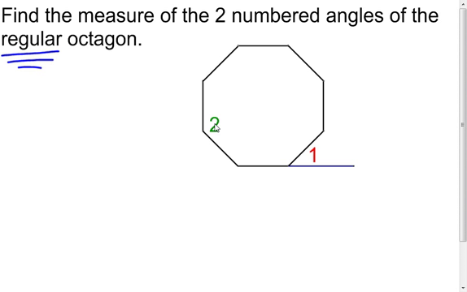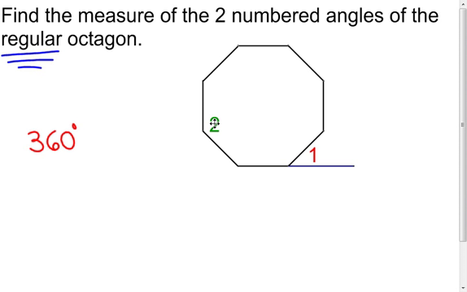Now notice the problem tells us that this is a regular octagon. So we have to think back to what it means to be regular. Well, it means that all the sides are congruent and all the angles are congruent in the octagon in this case. What I like to do is start with the measure of angle 1. The reason I want to do that is because I remember that if I were to take all of the exterior angles of this octagon, there would be 8 of them, and if I add them all together, it would come out to be 360 degrees.